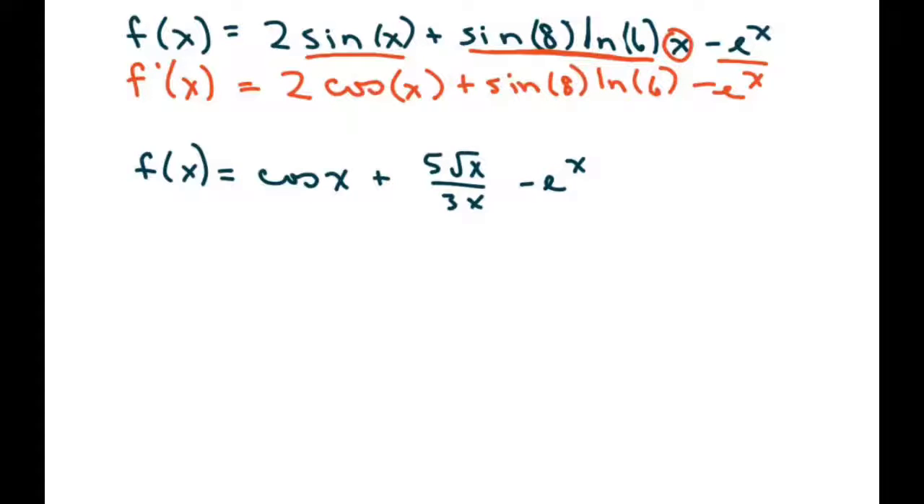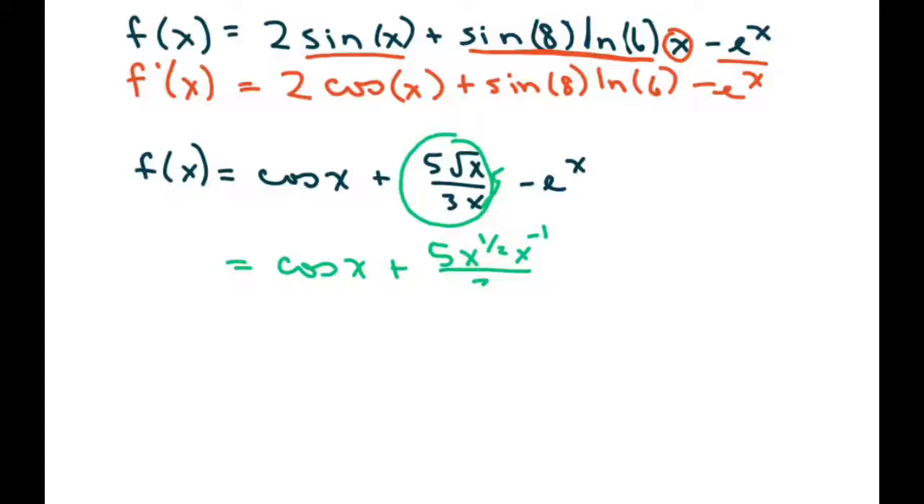Okay, on this one, I'm going to have to do some rewriting here. And that's the hard part, those square roots. I'm not going to take the derivative yet. I'm just going to rewrite this real quick. So this is going to be cosine of x plus, I'm going to write this as 5x to the 1/2. I'm going to bring this x up here, so that's going to be x to the negative 1 over 3, and then minus e to the x.